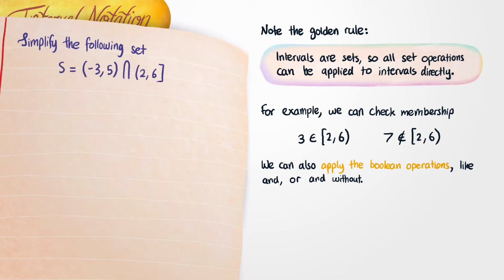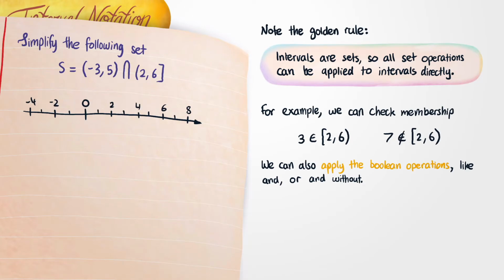Now for this problem, I've given you this set over here, and I'm telling you that it can be written in a much simpler way. What I'd like you to do is to actually simplify this set and find that simpler way. Anytime you want to tackle a problem like this, it's a really good idea to actually draw the intervals on a number line first.